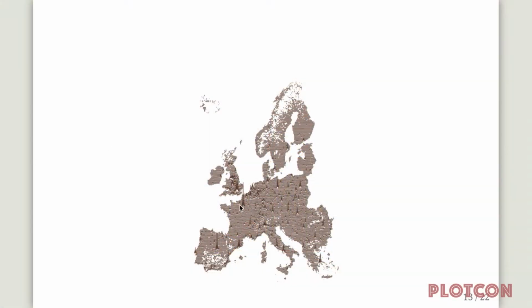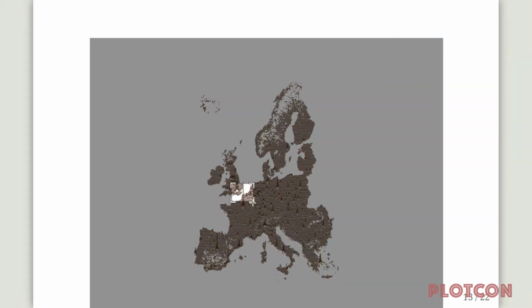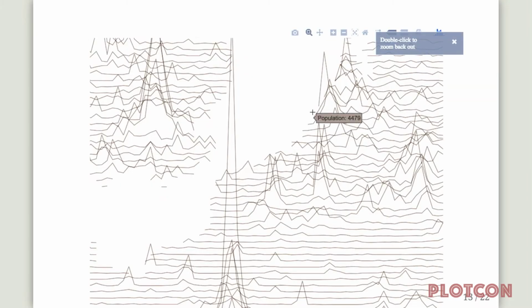So this is the result that you get. And a couple things that I get for free is the ability to hover over the lines to see specifically what the population was at that point. And I also get the ability to zoom in on specific regions.